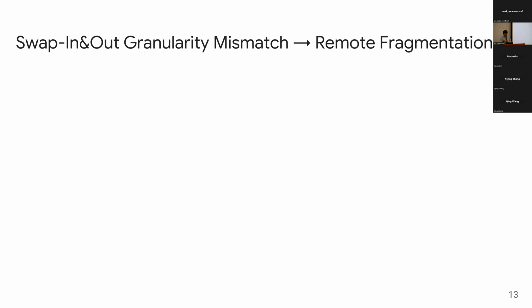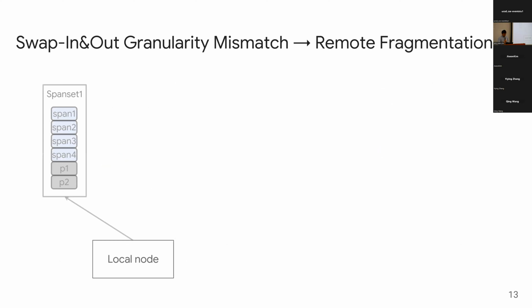However, since we swap in and swap out at different granularity, you might think this could cause some remote fragmentation. For example, in this diagram, the local node swaps out span set 1, later swaps span 1 and 2 into local memory. Because each span only lives in one place in the local far memory, this leaves two invalid span-size holes in span set 1 on far memory. Similarly, it creates two invalid holes in another span set 2.